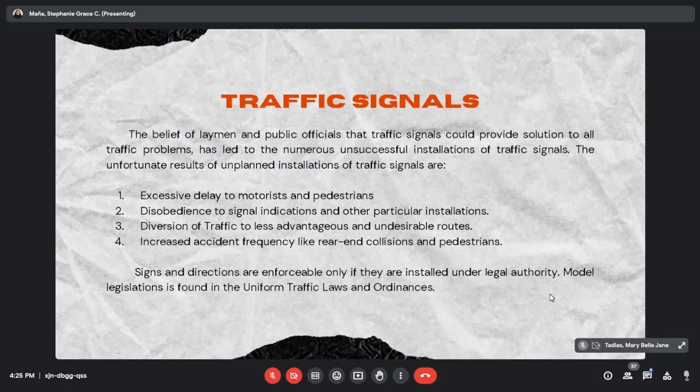Signs and directions are enforceable only if they are installed under legal authority. Model legislations is found in the Uniform Traffic Laws and Ordinances. So, enforceable gid bitaw ang mga laws nga under sa legal authority ang mga signs and directions. Next slide please.